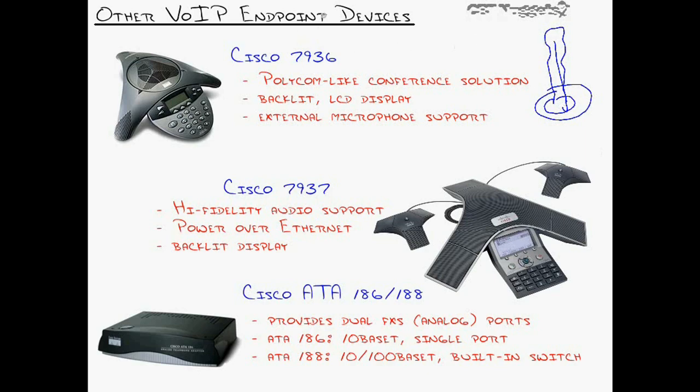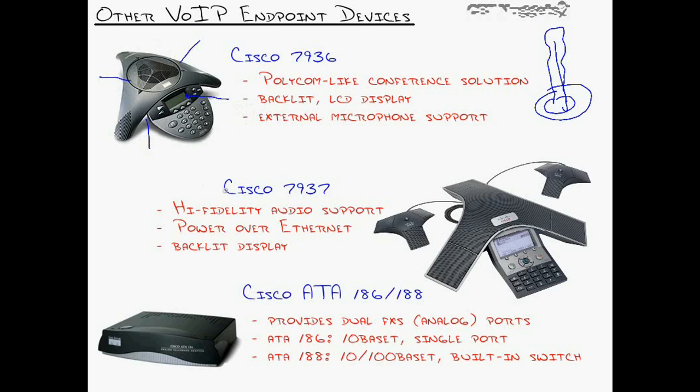So other endpoint devices. We've got the 7936, which is this guy, a Polycom-like conference solution. It's actually made by Polycom, adopted for Cisco. This is a backlit LCD display that it supports. It has external microphone support, so you can plug in other microphones. And these little alien spaceships you see on the conference desks just allow you to have a conference call with many people, and it picks up all their audio.